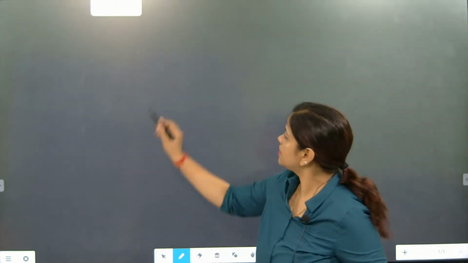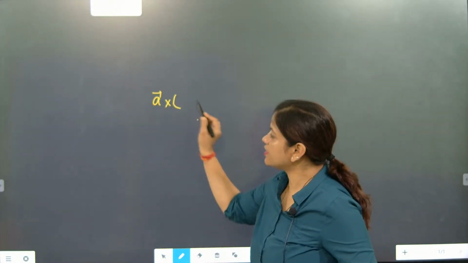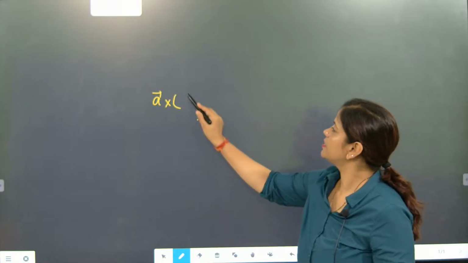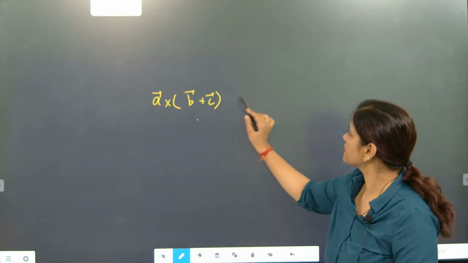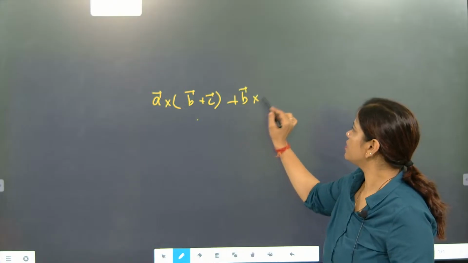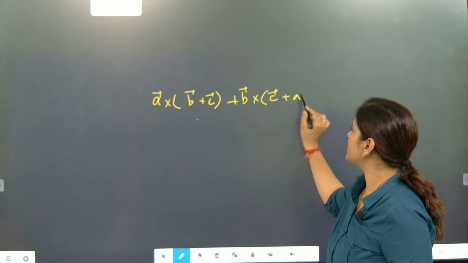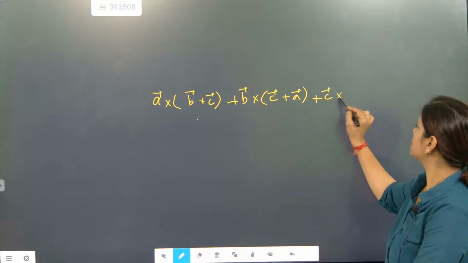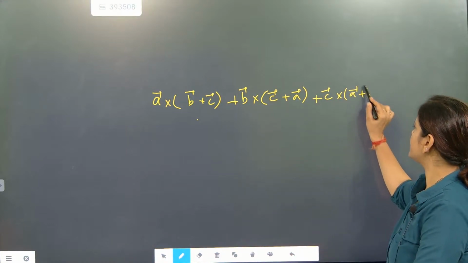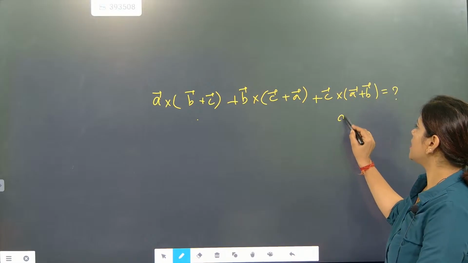Question is: A cross (B vector plus C vector), B cross (C vector plus A vector), and C cross (A vector plus B vector) is equal to what? Options.